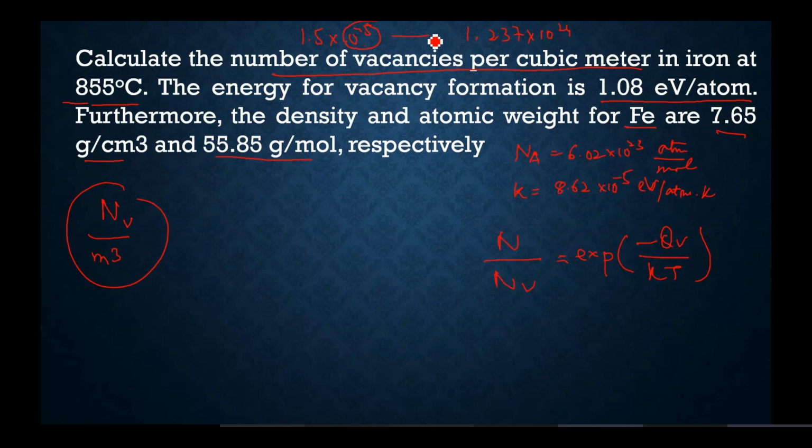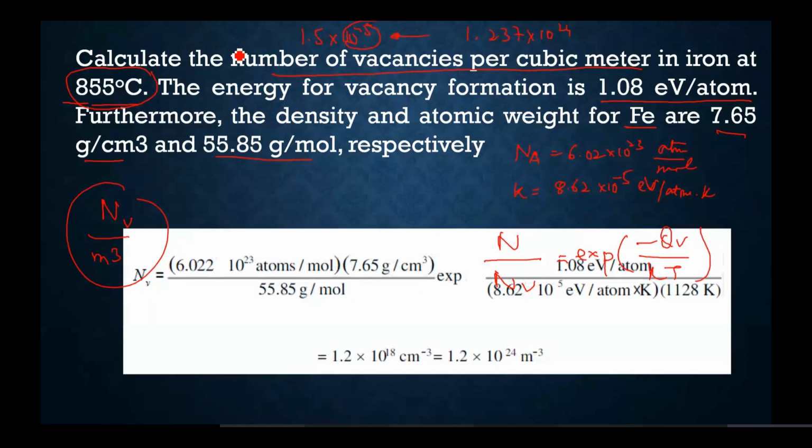In any way, as soon as the answer is in front of you, 10 to the power -5 should be an alarming sign for you for vacancies at 855 degrees centigrade. This should indicate that there is some problem. But anyways, since you are using the mobile, we can expect that. So those who have got 1.2 into 10 to the power 24 per meter cube are correct.